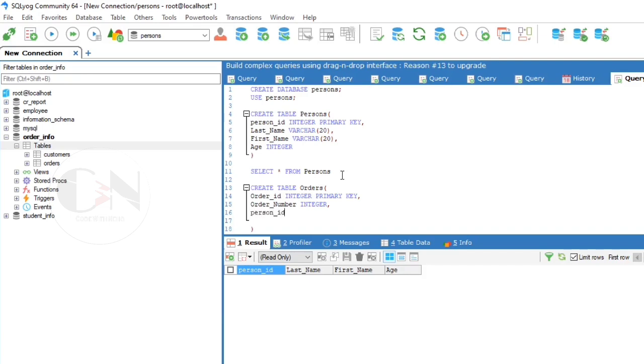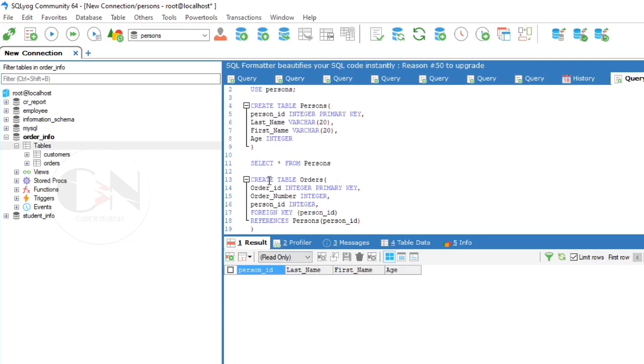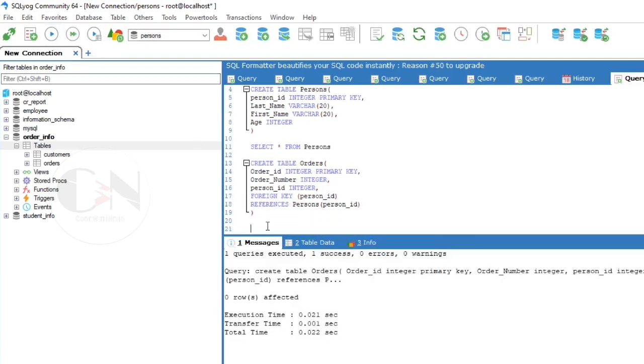Note that the syntax of both the tables is similar, but in the orders table, person ID is the foreign key with references to the primary key person ID of the persons table. Here we have successfully created two tables with the help of primary key and foreign key.